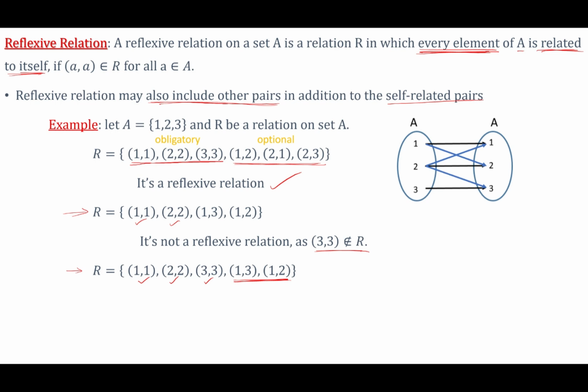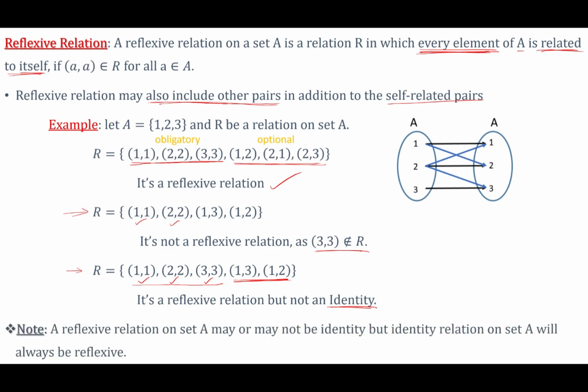So it is a reflexive relation but not an identity relation, because in an identity relation you will have only this part. That is why I wrote but not an identity relation. Now note, a reflexive relation on set A may or may not be an identity, but all identity relations on set A will always be reflexive.